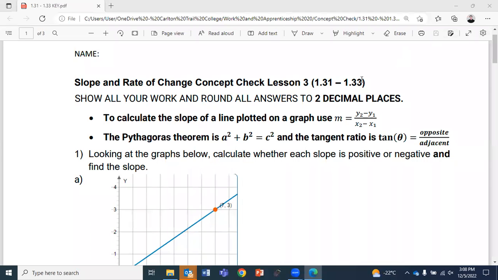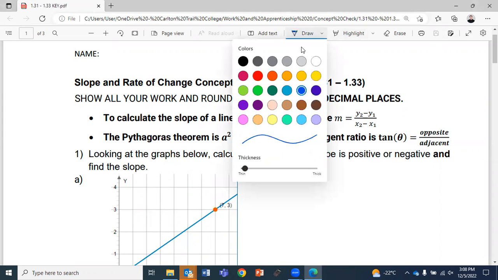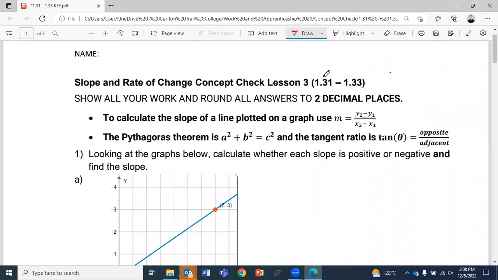Hi, everyone. Okay, we're going to get started with this review of concept check number 3 for lesson 3. This is the final one we had of the unit. It's for 1.31 to 1.33, so this is basically everything with slopes and graphs.